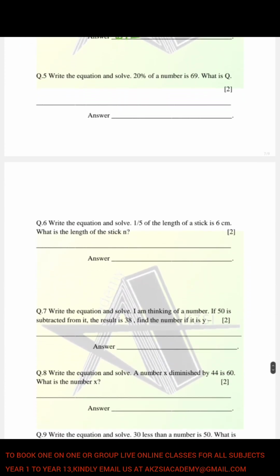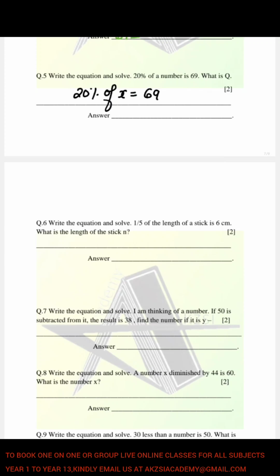Write the equation and solve: 20% of a number is 69. There is a number, but it's not mentioned, so you just have to use x for it. The unknown is always x. Here, the number is unknown. We don't know what that number is, so just assume it to be x. So 20% of that number, 20% of x, is 69.